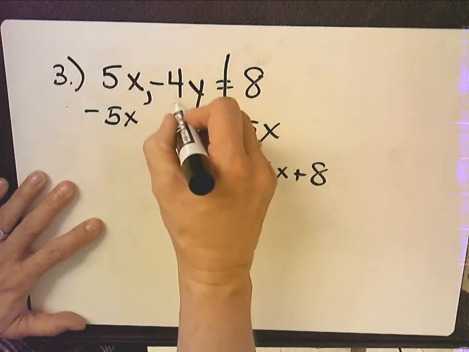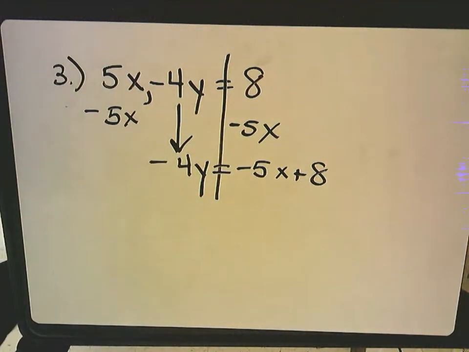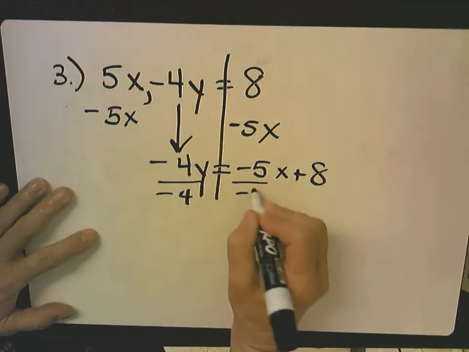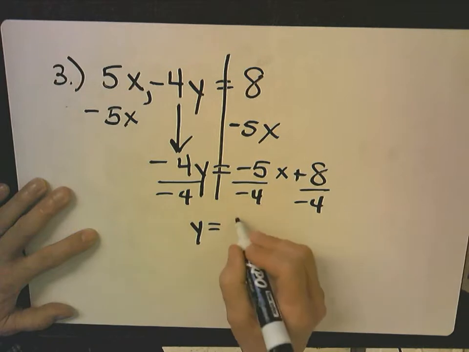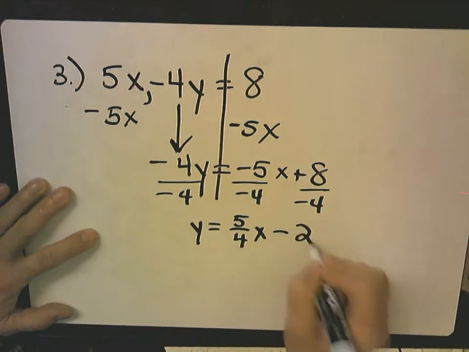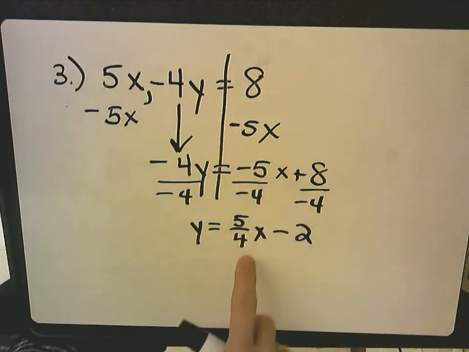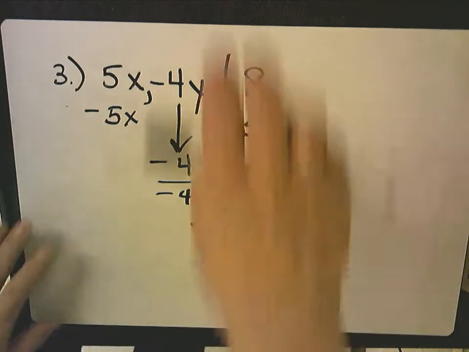Notice I was careful to bring down the negative 4y. Now I'm going to divide this by negative 4, this by negative 4, and this by negative 4. And I get y equals positive 5/4 x minus 2. Notice when it's a negative over negative, it's positive, but a positive over negative is negative.